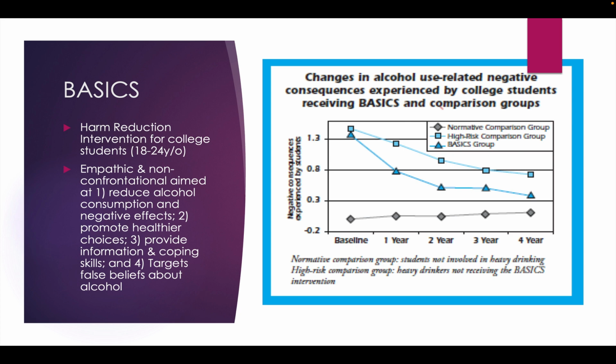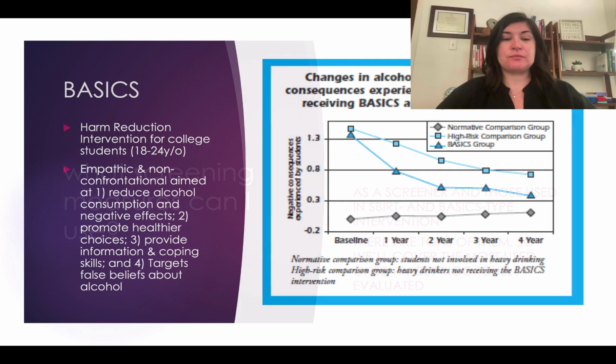Then, if we look at the blue triangle, those were individuals who did have alcohol use negative consequences and participated in the BASICS intervention. And then we have the high-risk comparison group with the blue square, who started out with the same alcohol use related negative consequences, but did not participate in the BASICS intervention. We do see that over the years they both reduced in their negative consequences. However, those who participated in the BASICS intervention actually reduced quicker and far more.